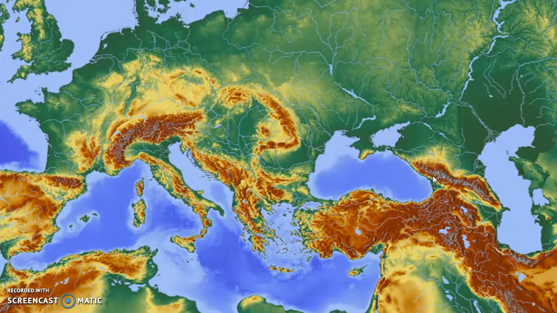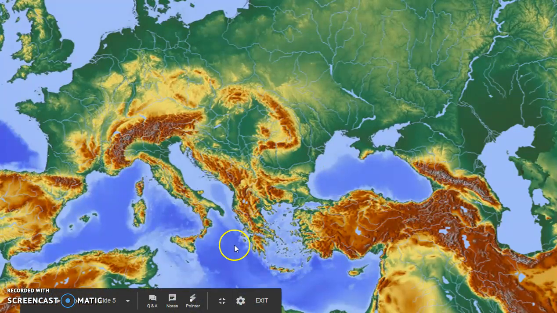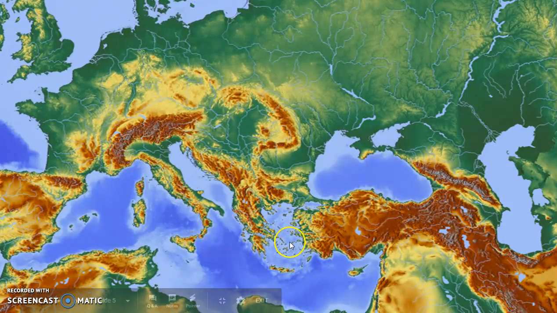Alright, so let's talk about Greece. We're going to start with geography. So this is Greece right here, modern day Greece. Ancient Greece is going to more or less be that, sometimes a little bit bigger, sometimes a little bit smaller. But one of the first things you should notice is there's lots and lots of islands. Second thing you should notice is that most of Greece is a peninsula right here. This peninsula.